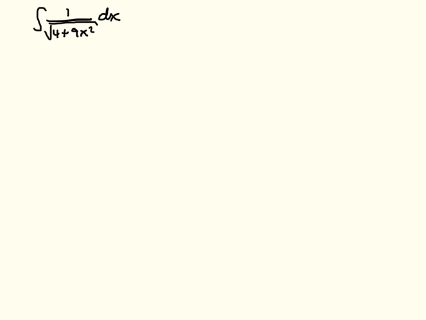So let's just draw an appropriate right angle triangle, and we want one of the sides of the triangle to involve the square root, and because of the plus sign it is again going to be a tangent substitution. We want it to be the hypotenuse, and it's got to be the square root of 4 plus 9x squared. So that is the hypotenuse of the triangle.